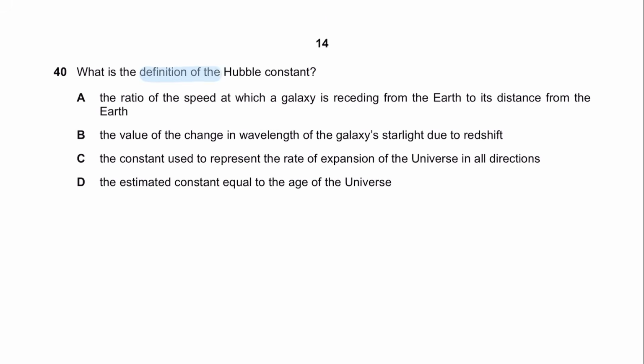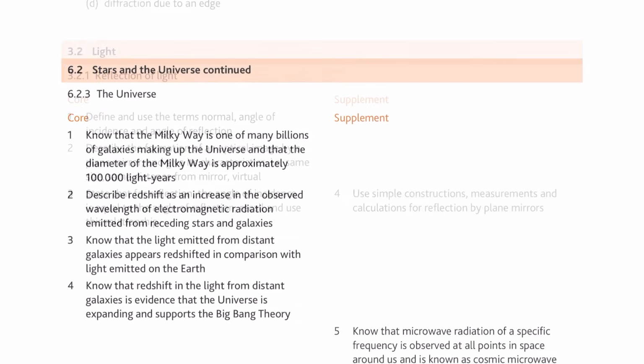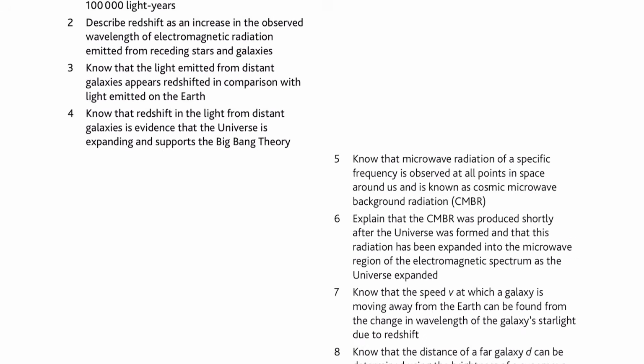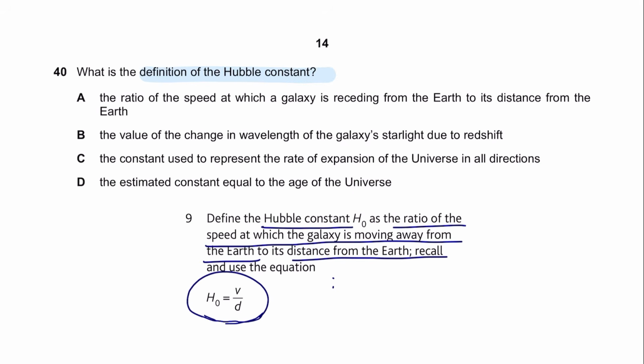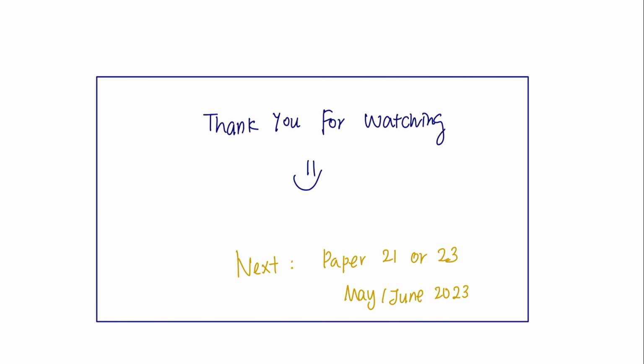Next, the last question. What is the definition of the Hubble constant? In your course specification under 6.2, you would see that the Hubble constant is the ratio of the speed at which the galaxy is moving away from the Earth to the distance from the Earth. And this is your formula. So the answer is the ratio of the speed at which a galaxy is receding, meaning moving away from the Earth, to its distance from the Earth. Answer is A.